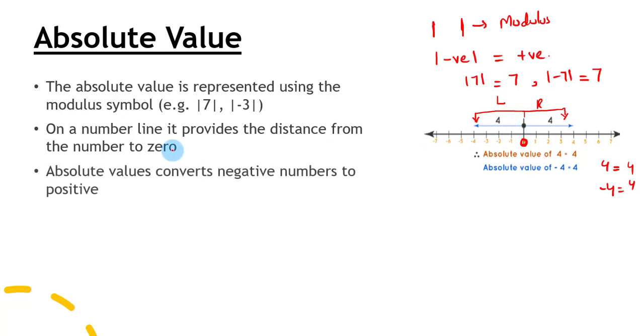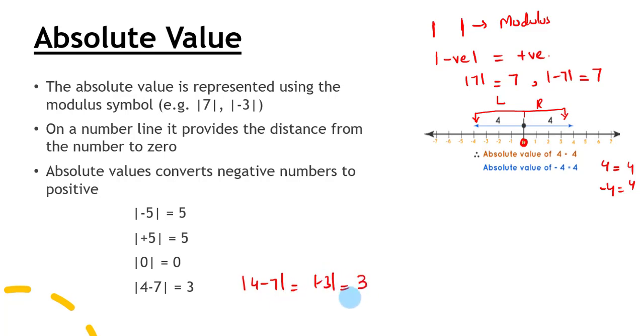You can take different examples. If you take negative 5, it will give you positive 5. If you take positive 5, it will remain positive 5. If you take 0, it will remain 0. And if you have to solve something, you have to first simplify it and then take its modulus. 4 minus 7 is negative 3, and when you solve it and take the modulus, it becomes 3.